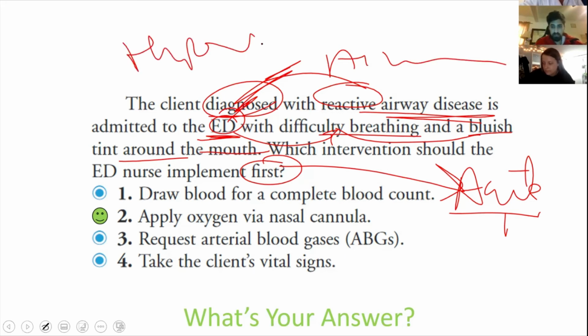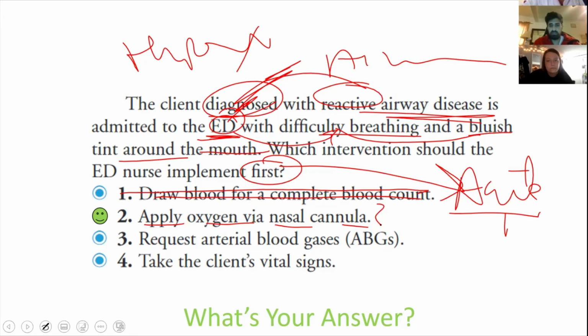Okay. All right. So let's go into draw blood for CVC. What? That doesn't make any sense, right? So get rid of that one. Apply oxygen via nasal cannula. Doesn't seem like a bad idea. I'm going to keep it. It doesn't mean I'm absolutely sure that's what it is, but I'm going to keep it.